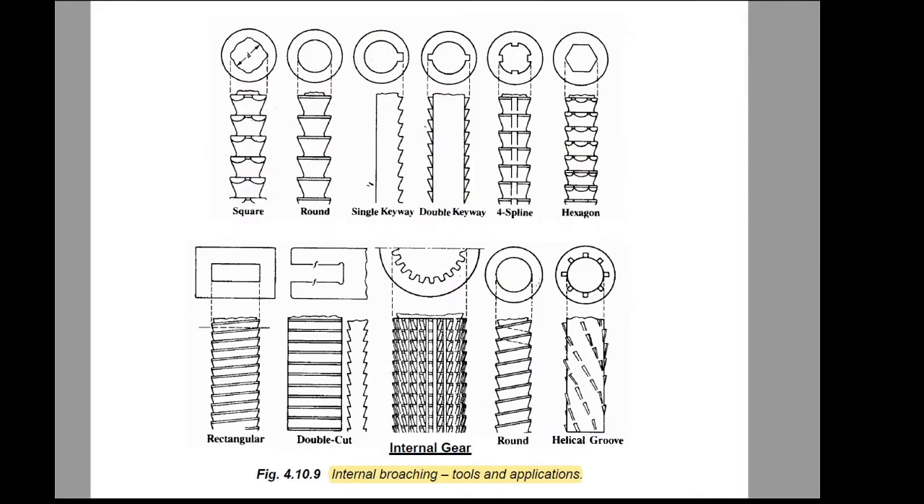This figure shows the internal broaches which are used for various applications, especially for machining and finishing various holes. Holes with different features: we can find here holes with rectangular shape, double cut shape, and it is also used for internal gears, round holes, holes with helical grooves, hexagonal shaped holes, four splined holes, double keyways present in holes, single keyway, etc. The profile of the hole formed as well as the type of the broach used is shown in this figure.